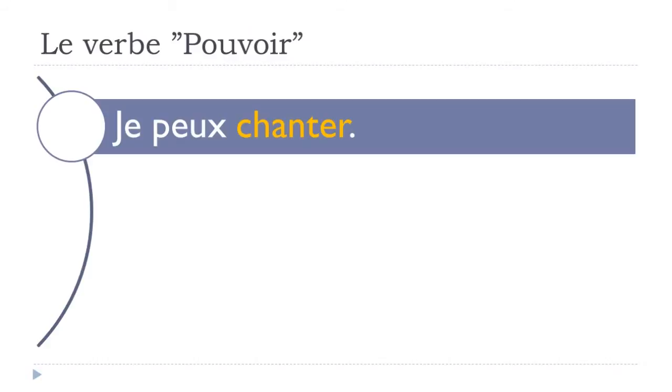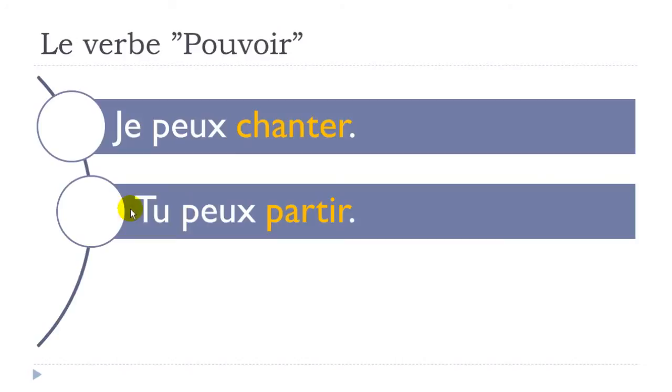Let's see some examples now. Je peux chanter. You can see that when you construct a sentence with the verb pouvoir, here you've got a second verb, chanter, which means to sing. So, I can sing. You should always put the second verb in the infinitive form. When we talk about the infinitive form, normally it's the basic form of the verb. Je peux chanter.